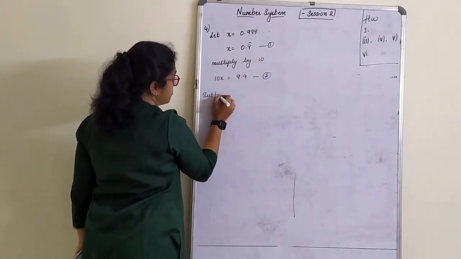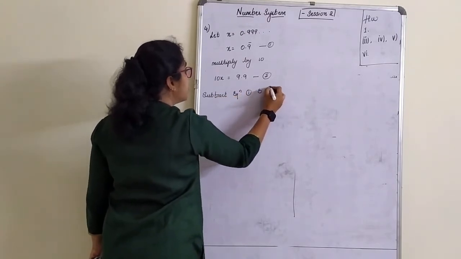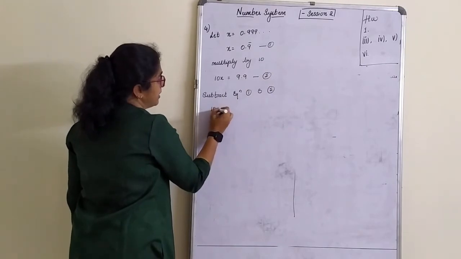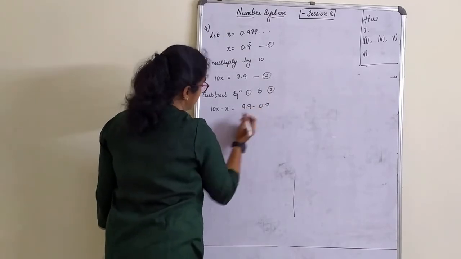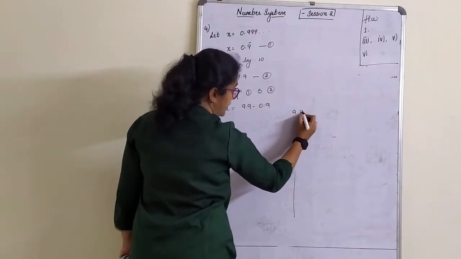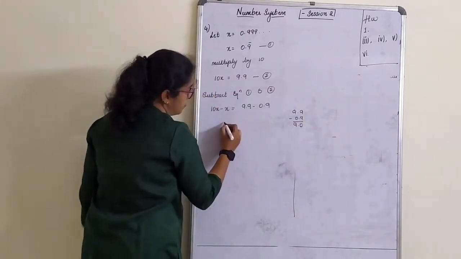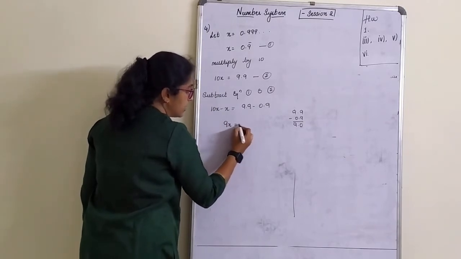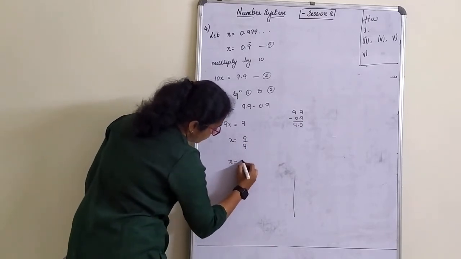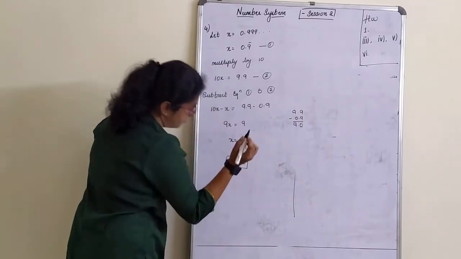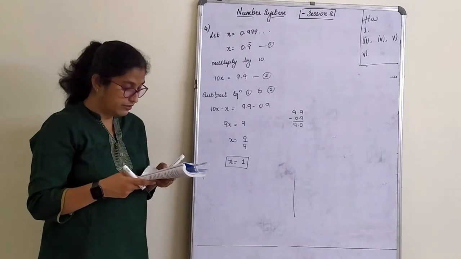Subtract equation 1 and 2. 10x minus x is equal to 9.9 minus 0.9. So 9.9 minus 0.9 is 9.0. 10x minus x is 9x is equal to 9. X is equal to 9 by 9. X is equal to 1. Okay. So this is the answer. So now quickly we'll move on to the next one.